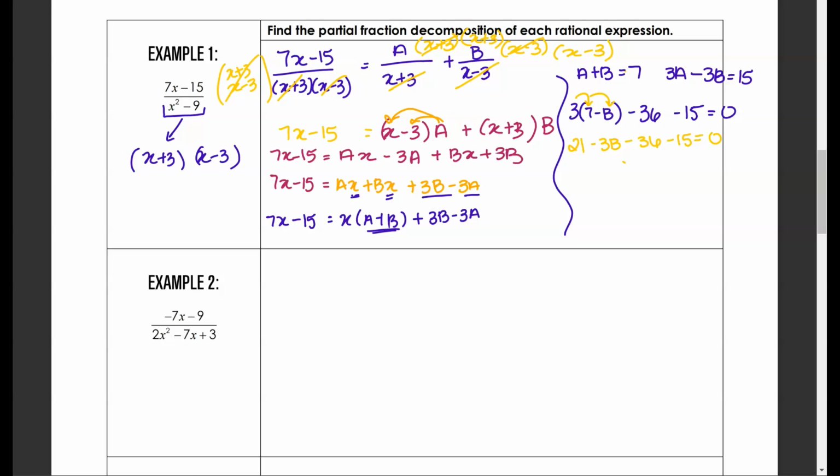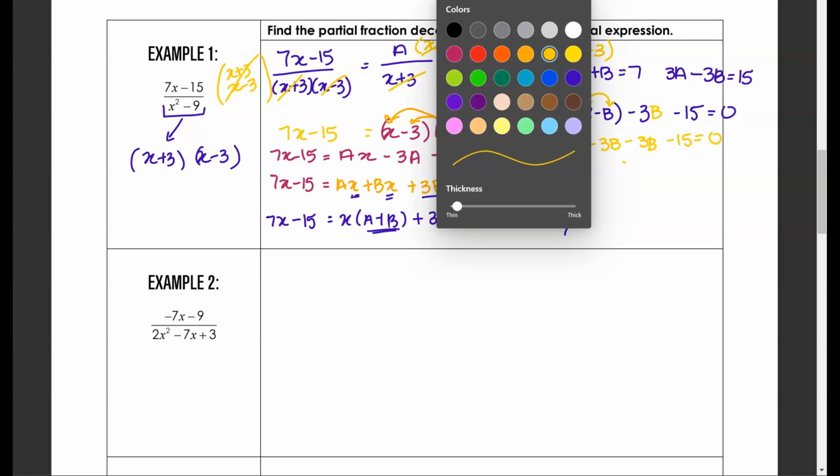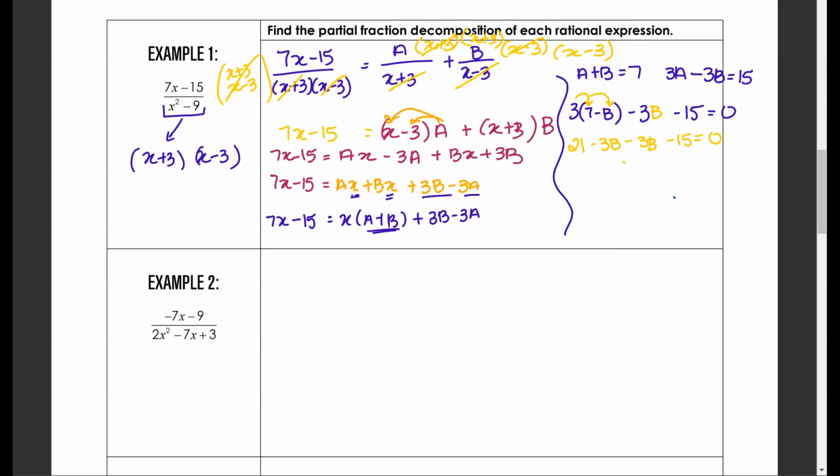Hi guys, I realize I can't even read my own handwriting. This shouldn't have been a 36. That should have been a 3b. So I apologize for that. So here notice that we're going to have 21 minus 3b minus 3b. So this is going to give us a negative 6b. And then we're going to have 21 minus 15, which gives us 6, and that is equal to 0.